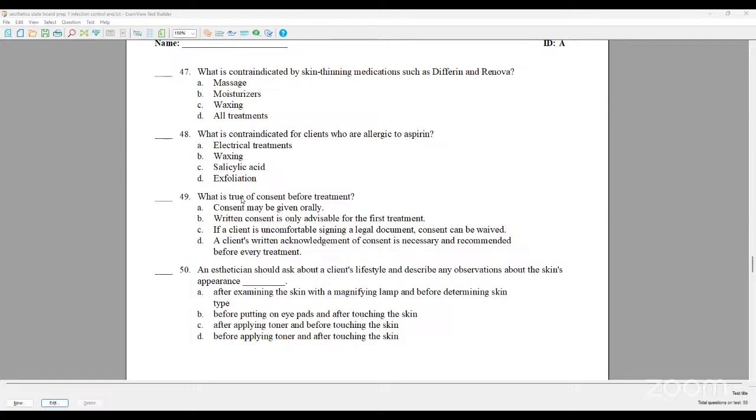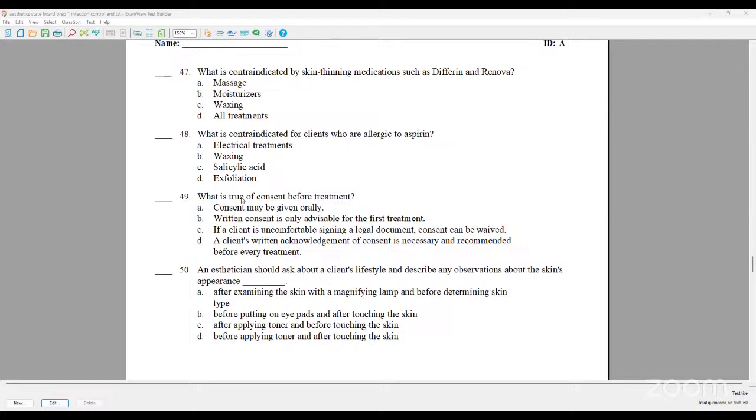Is it consent may be given orally? Written consent is only advisable for the first treatment. If a client is uncomfortable signing a legal document, consent can be waived. Really? Or a client's written acknowledgement of consent is necessary and recommended before every treatment.